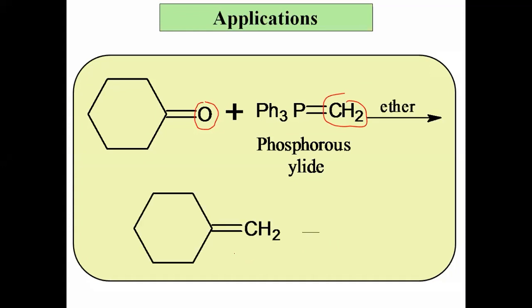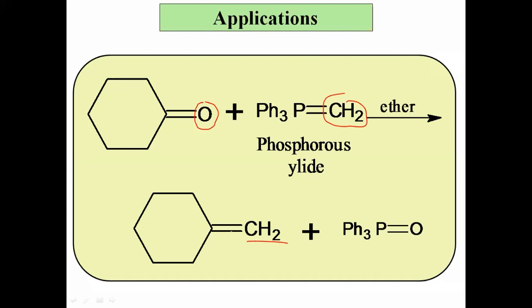This is a substituted alkene. The byproduct is the same, Ph3P=O. Okay, this is actually a substituted alkene. And here this methylene group is outside the cycle. This is also called the exocyclic methylene group.